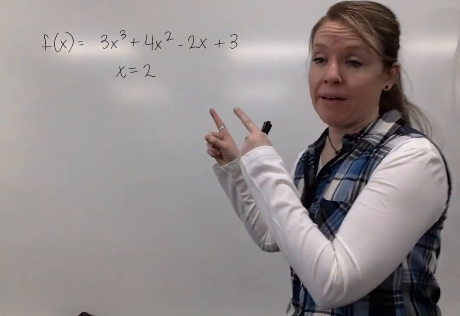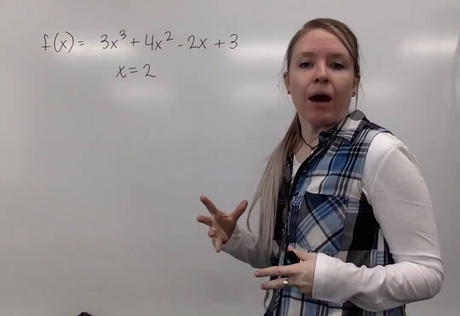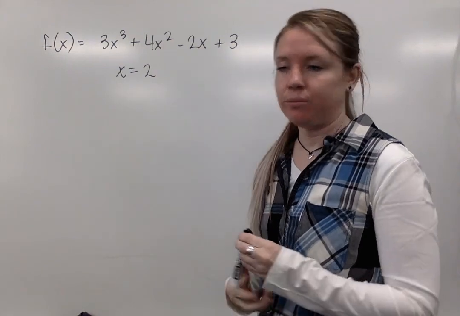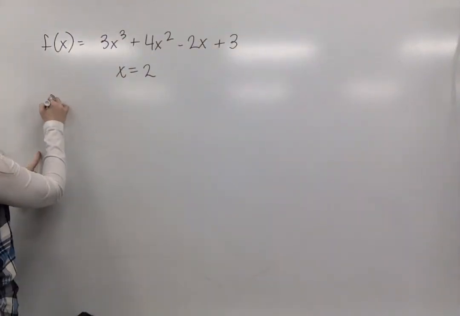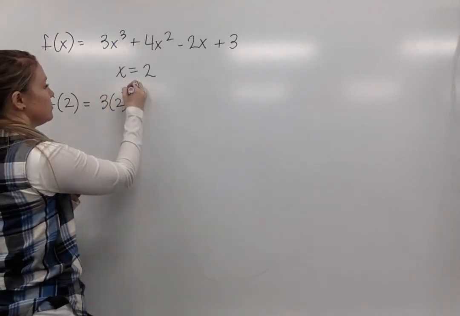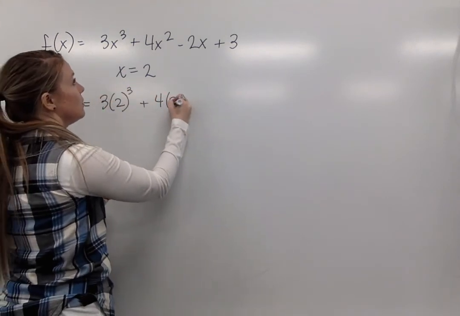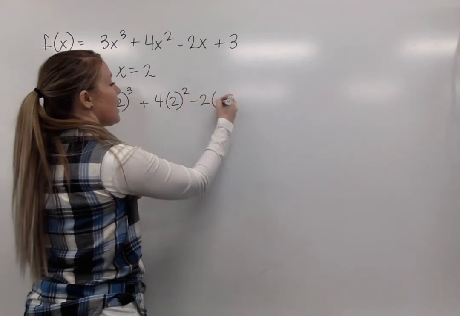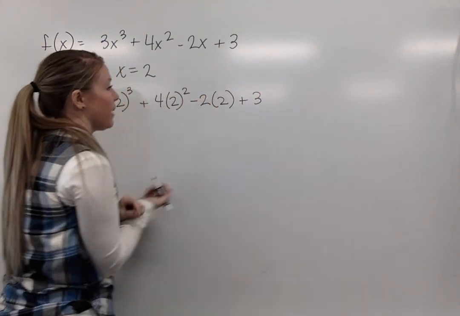So we have a polynomial on the board. I want to evaluate it at x equals 2. So what I have to do is I'm going to replace every x with 2. Once I've done that, I just need to simplify.